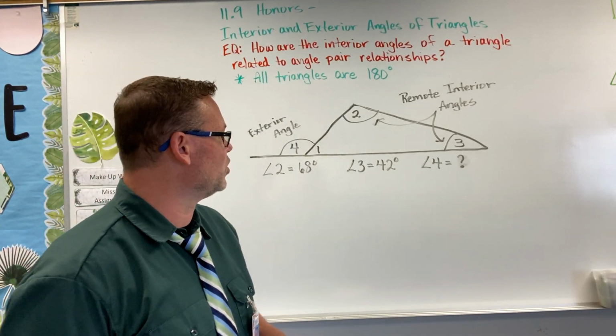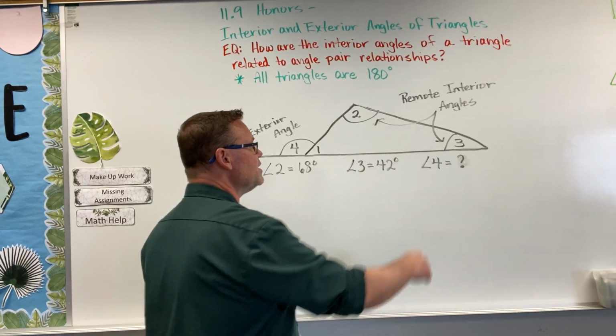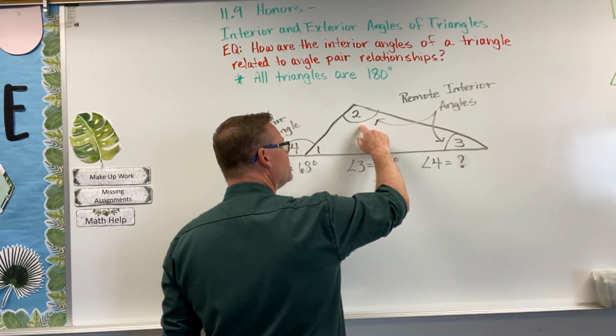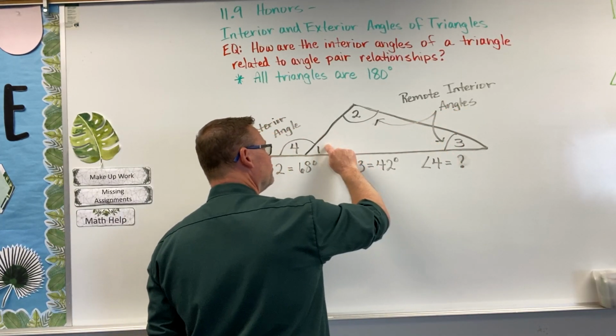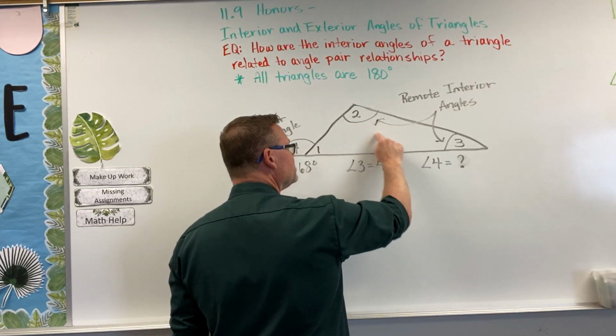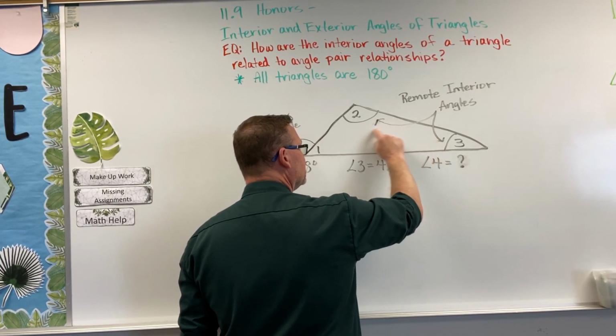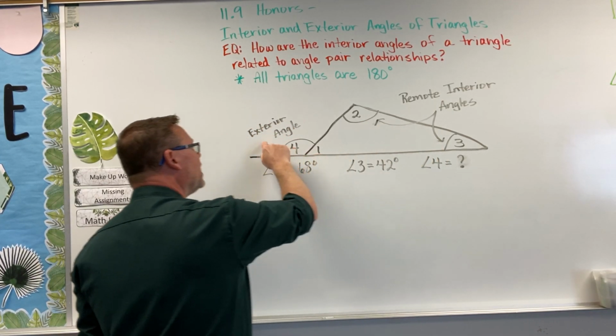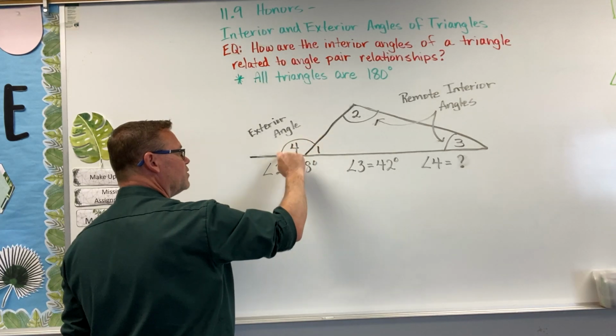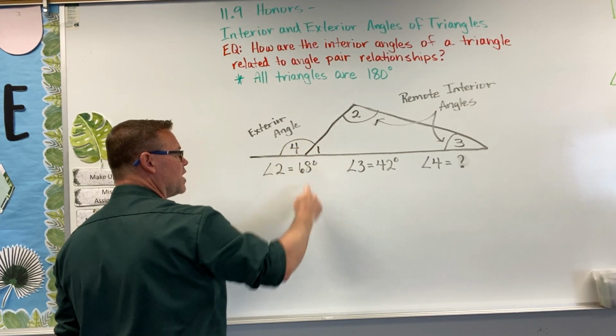So here's what we're looking at. First, remote interior angles are the two angles opposite of one, okay? So they're your interior angles. All three of these are actually interior angles. An exterior angle is one that is outside. So 4 is outside of 1.